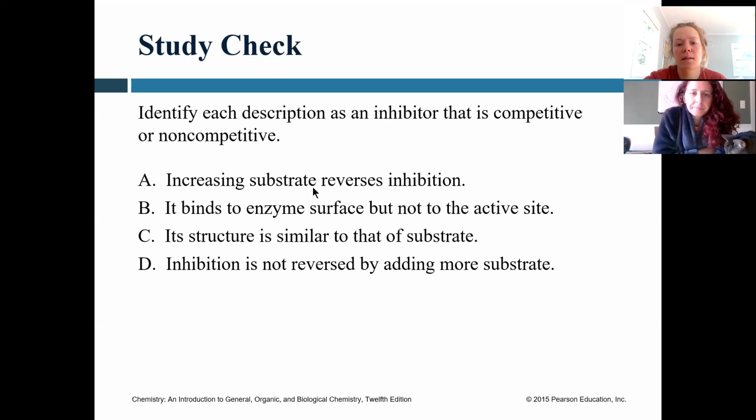Okay, so increasing substrate reverses this type of inhibition. That would be competitive, right? If it's a competitive situation, if one of them just becomes more concentrated, it'll balance it out. It binds to the enzyme surface, but not at its active site. That's the non-competitive. The non-competitive still leaves the active site open. It just changes its shape. Its structure is similar to that of the substrate. That's a competitive situation. Inhibition is not reversed by adding more substrate. That's the non-competitive. Right? So this is what I'm talking about when I say it's definition based.